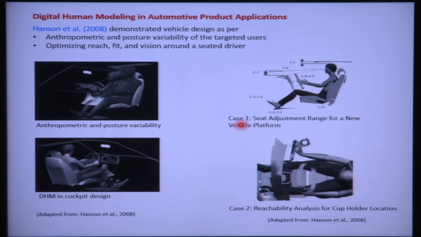So, in this paper also it was clearly demonstrated that digital human modeling is a very effective tool for the automotive design process, particularly vehicle design and occupant packaging.